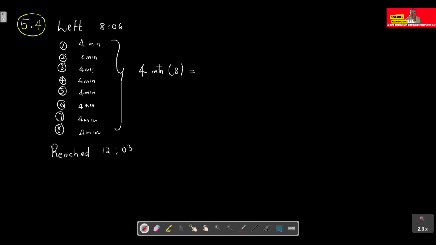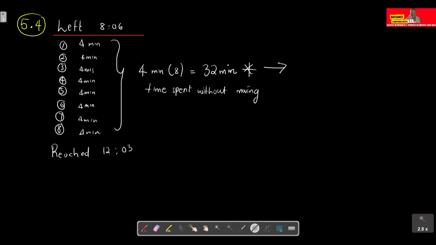So if you take 4 minutes and multiply it by 8, you'll find that this train actually stopped for 32 minutes. Now we need to subtract these 32 minutes from the time that we will get. So how do you determine the number of hours between 8:06 and 12:03?